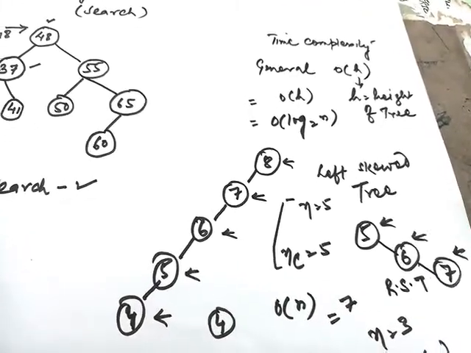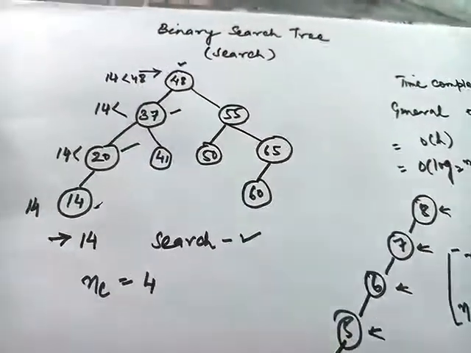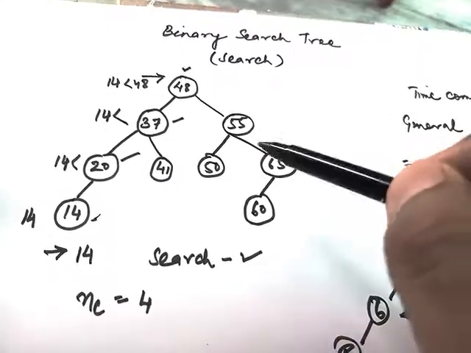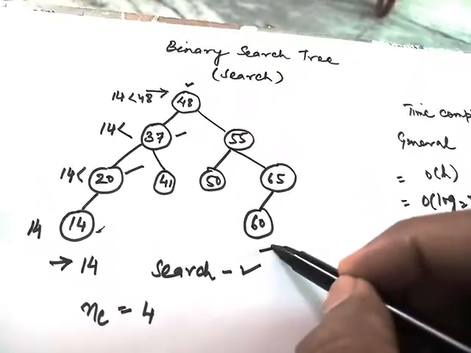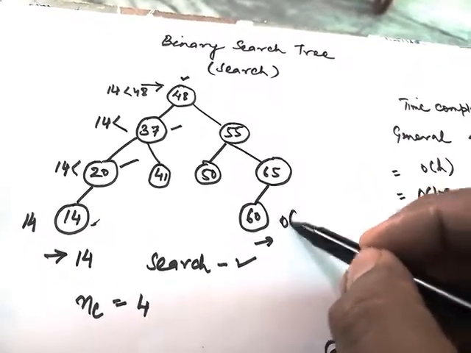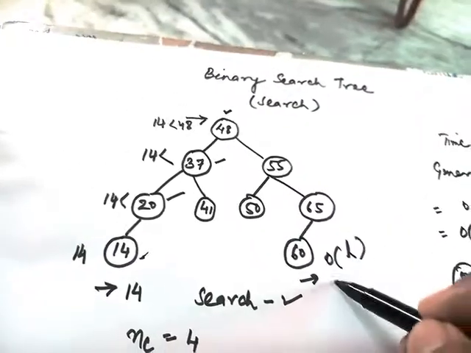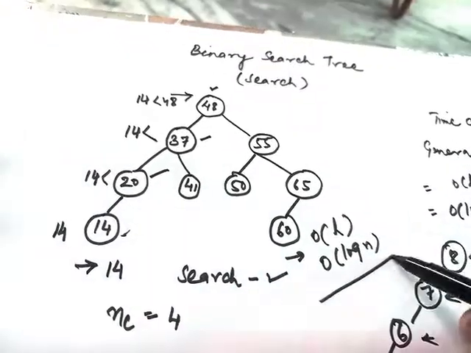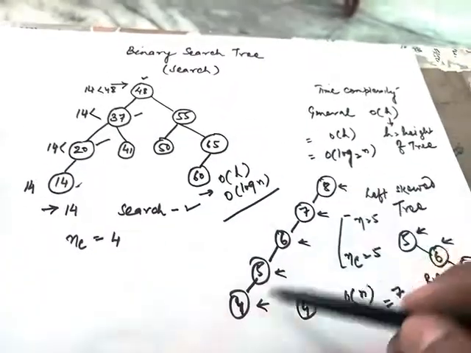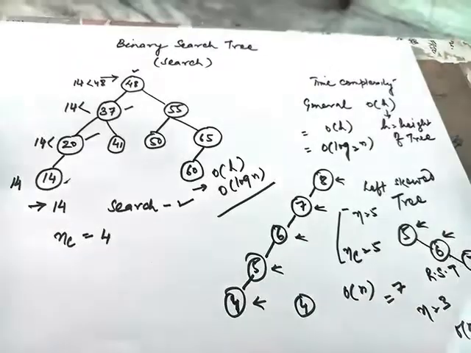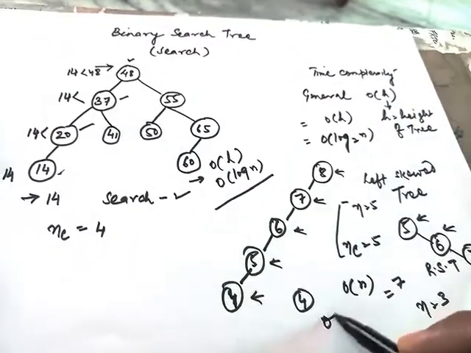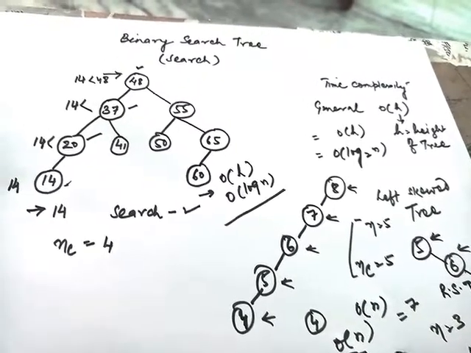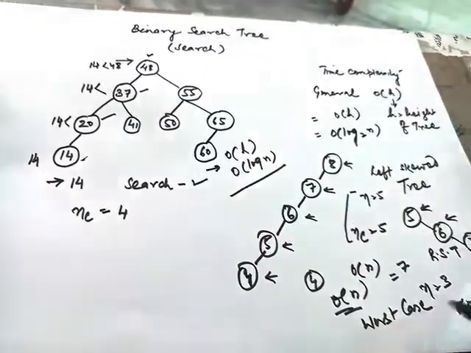So the concept is that if your tree is balanced, meaning we have enough nodes on the left side as well as on the right side, then the time complexity is order of h, or order of log n. But if the tree is unbalanced, like this one or this one, then the time complexity will be order of n. This is your worst case.